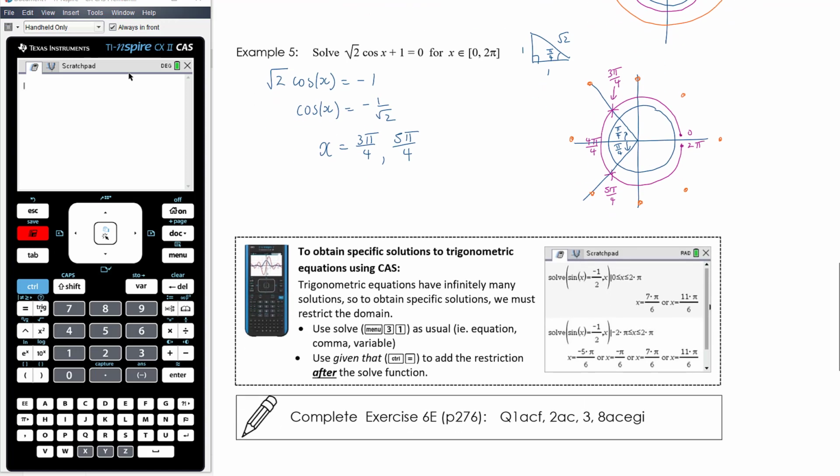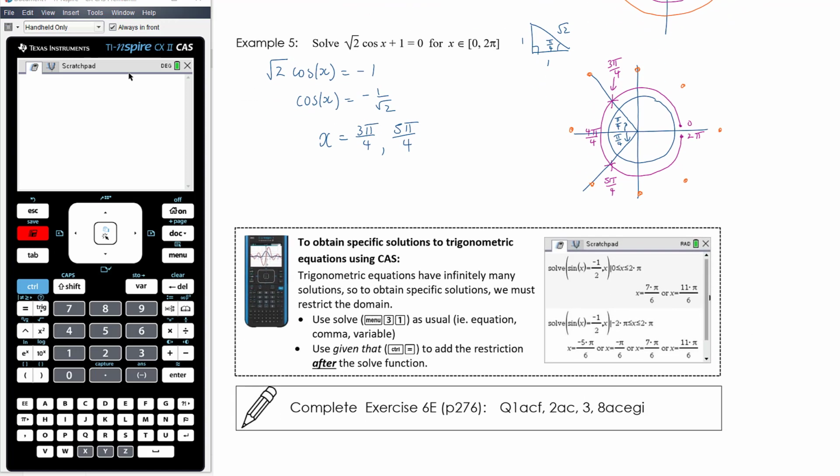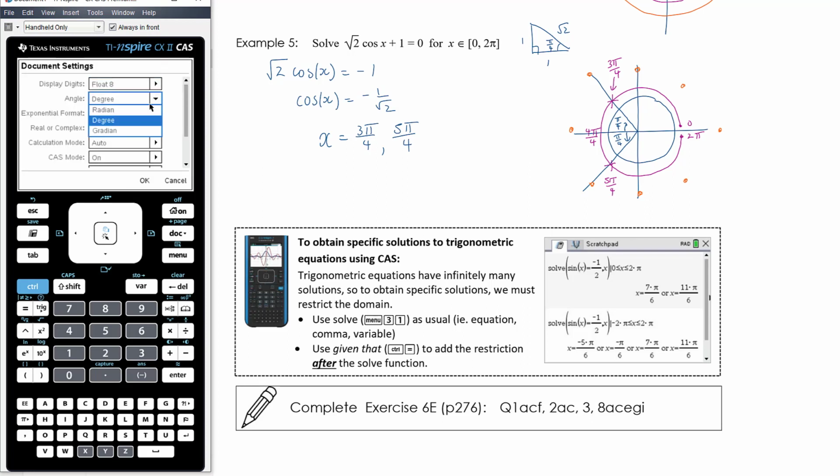Okay. Before we finish up, just quickly solving trig equations with your CAS. So let's just take this equation here. If I was going to solve, so menu 3, 1, solve square root of 2 times cos of x, oh, I'm in degree mode from my year 10s, just let me fix that, plus 1 equals 0 for x. Before I hit enter, I'm just going to change my angle mode. So clicking on the battery, document settings, radian mode.